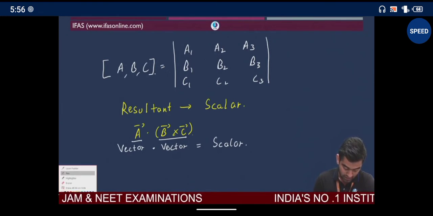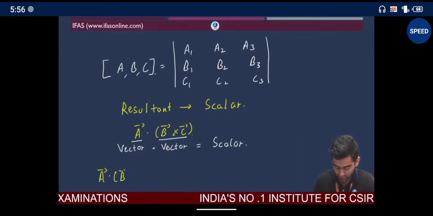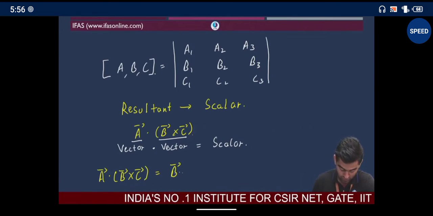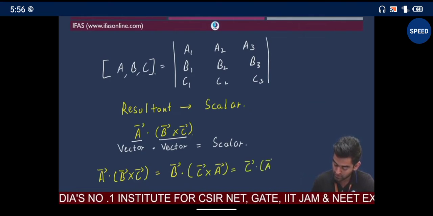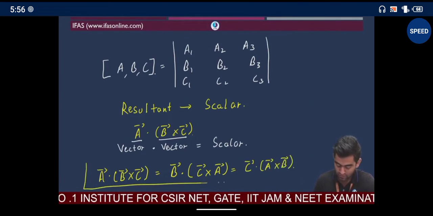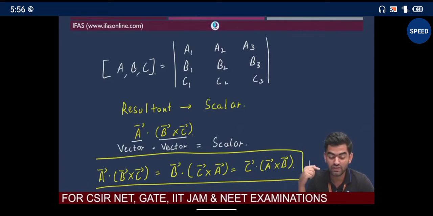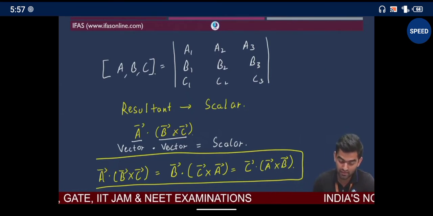Now, this is one way to represent scalar triple product. Another way to represent scalar triple product is B vector dot C vector cross A vector. So I can write the same triple product in any of these three manners. But the position should be moving in a cyclic manner.